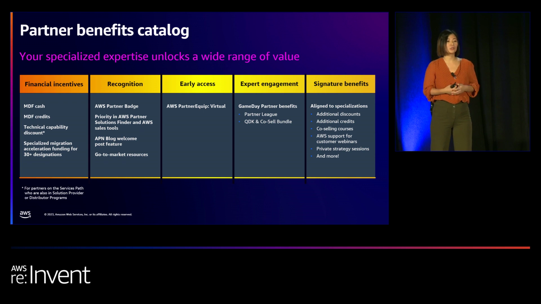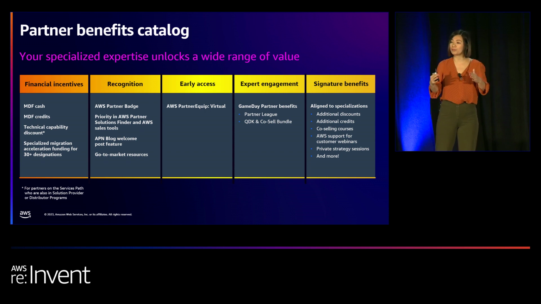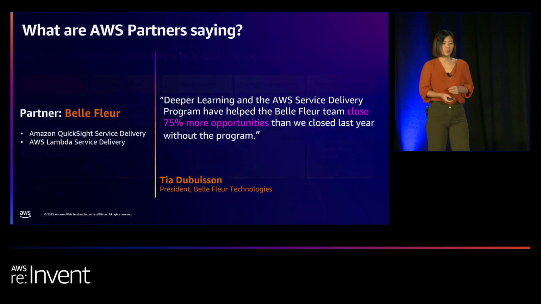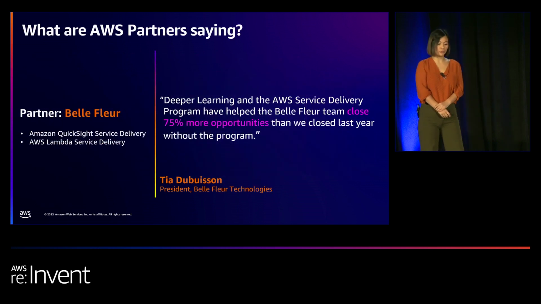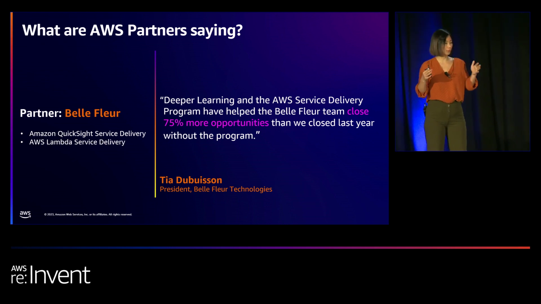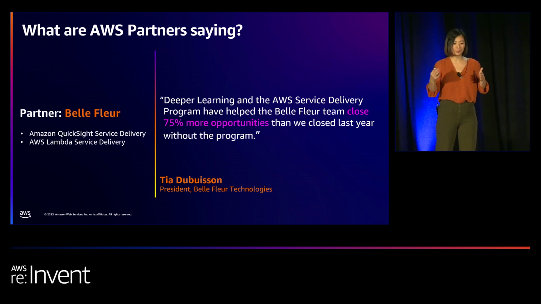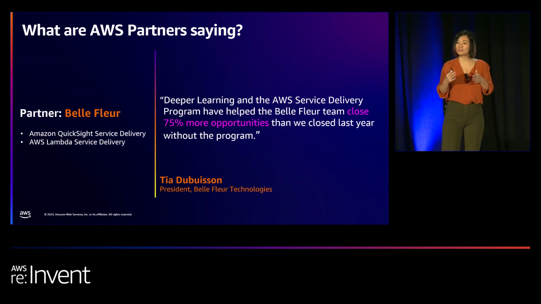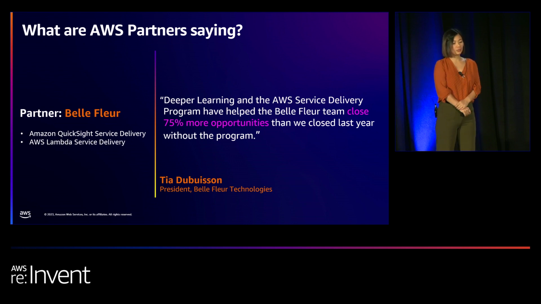And of course, we also have signature benefits that are unique to a particular designation, on top of the general program benefits of the 4 categories we have talked about. So with that, I wanted to present you one quote from Bellflower. Their president is talking about the program benefit, Deep Learning, which is now part of Partner Equip, and then the 2 service delivery validation programs have helped them close 75% more opportunities compared to the year before. So you can be one of them.